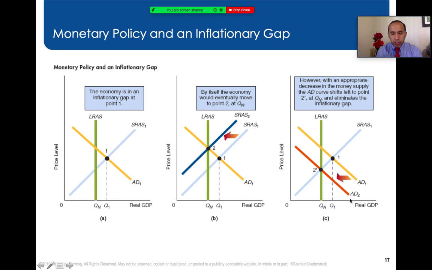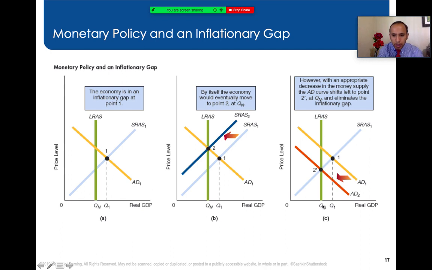Model C indicates that with an appropriate decrease, or contractionary monetary policy, when you contract the money supply in the economy, it goes through the transmission channels, direct or indirect, and aggregate demand will decline. Here, AD1 shifts down from point 1. Notice how Q1 is not in equilibrium with Qn. With a decrease in the money supply, we're going to get rid of the slight inflation by eliminating the inflationary gap and decreasing the aggregate demand, going back to equilibrium 2.